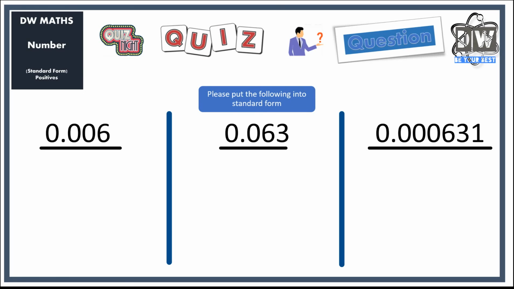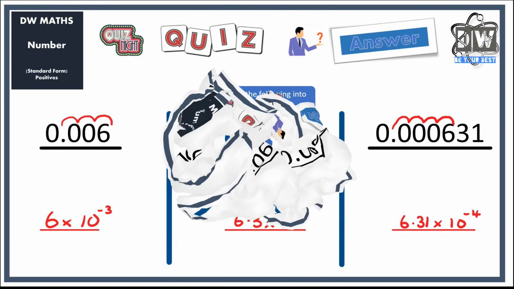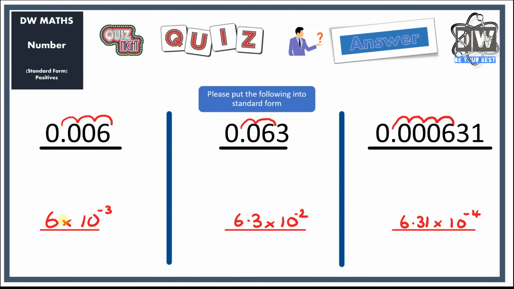Here goes the moment of truth. Do you know your stuff? Hopefully you do. So we had 6 times 10 to the power of -3. We've moved it 1, 2, 3. We've got 6.3 timesing by 10 to the power of -2 because we've gone 1, 2. And last but not least, we had 6.31. Tough one. Hopefully that didn't confuse you, but we moved it from here, 1, 2, 3, 4. So we've got to the power of -4.